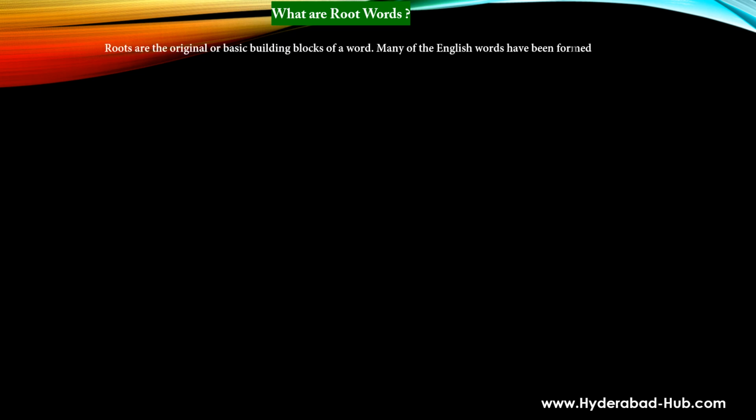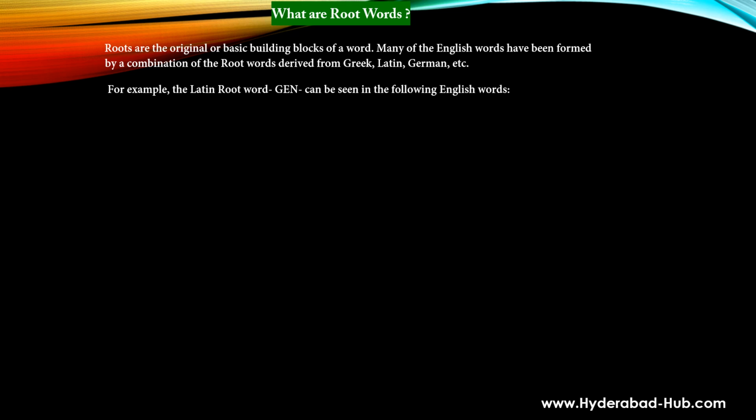Root words in English vocabulary. Roots are the original or basic building blocks of a word. Many of the English words have been formed by a combination of the root words derived from Greek, Latin, German, etc. For example, the Latin root word, gen, can be seen in the following English words. Gen. Meaning: birth, origin, creation or race. By learning the root word, gen, you could easily learn all the following derivatives of this root.